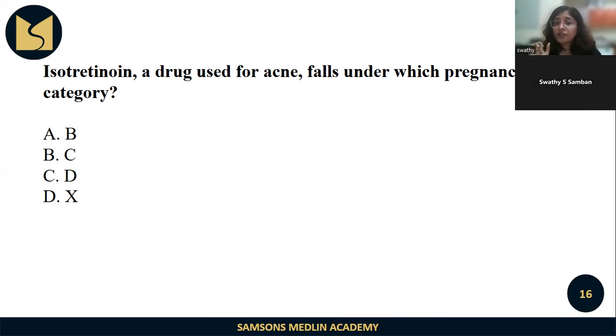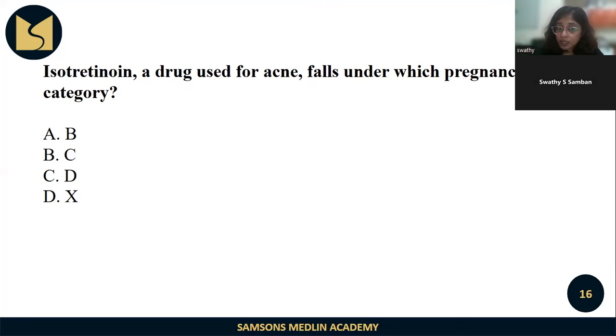Isotretinoin, a drug of choice for acne, falls under which pregnancy risk category? Option A is B, option B is C, option C is D category, and option D is the X category. You need to make sure that you are thorough with the pregnancy risk categories, which drugs fall under which categories. In this question, they have also mentioned it's a drug used for acne. At times, as pharmacists, we can encounter such prescriptions in pharmacies. So we need to make sure whether it is safe in pregnancy or not.